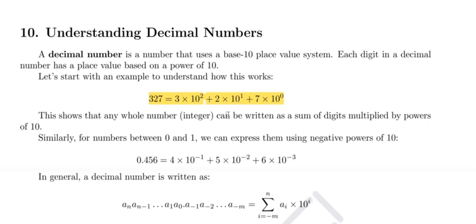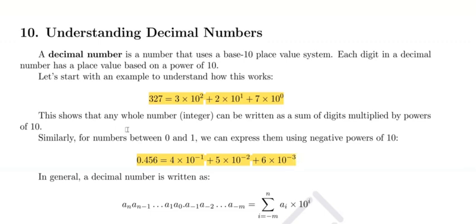This shows that any whole number can be written as the sum of its digits, each multiplied by the matching power of 10. What about numbers smaller than 1? For example, 0.456. We can still use powers of 10, but now we use negative powers. 0.456 equals 4 times 10 to the negative first power, plus 5 times 10 to the negative second power, plus 6 times 10 to the negative third power.